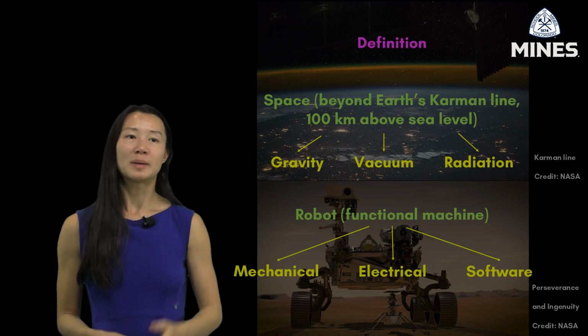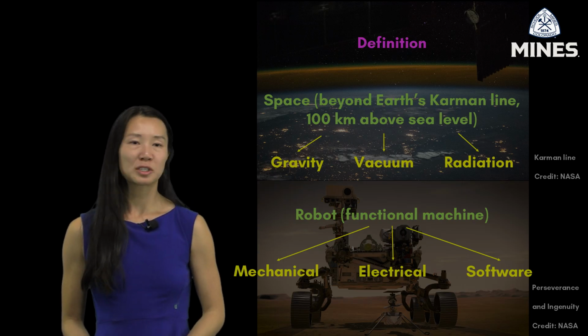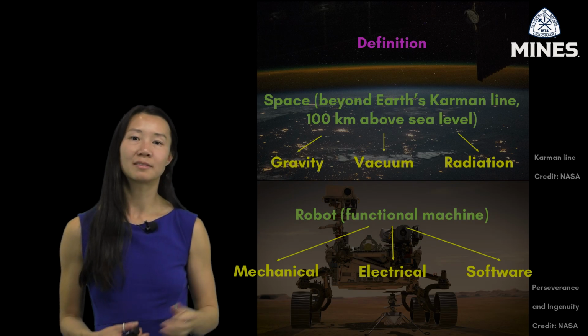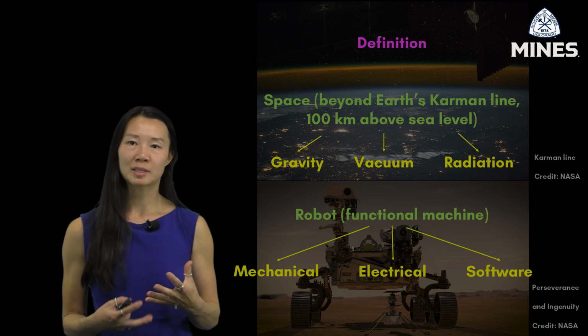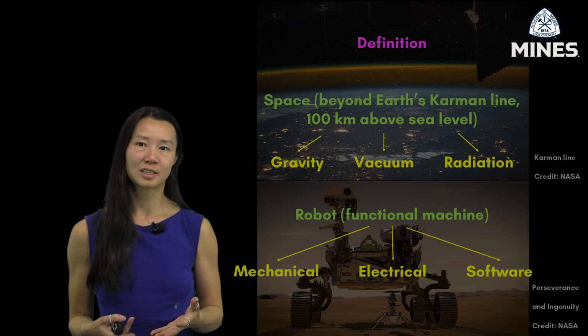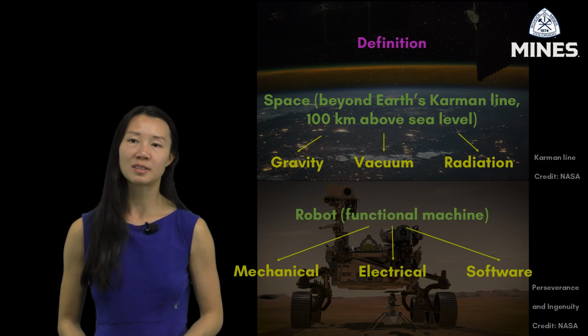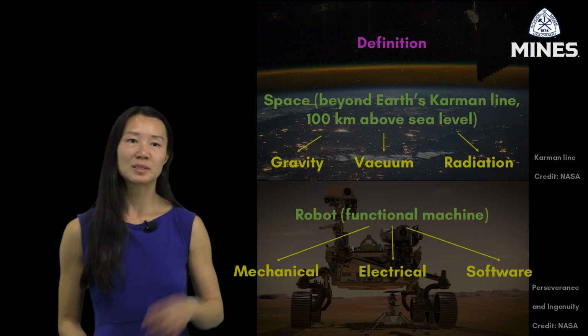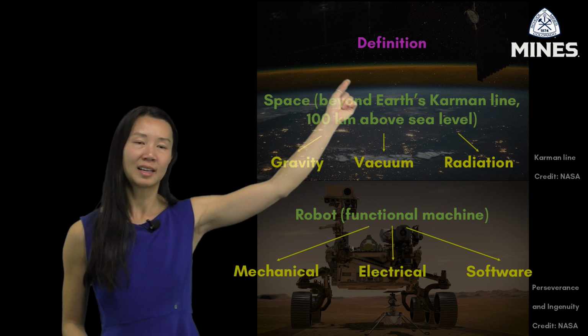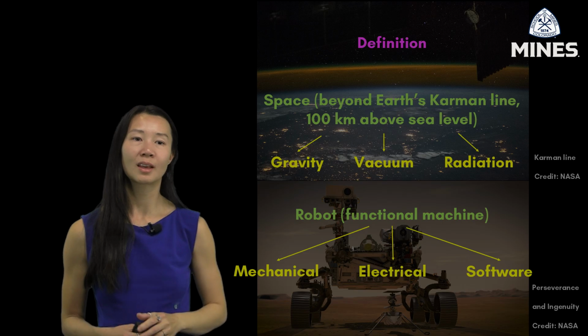Space is the environment beyond Earth's Kármán line, which is about 100 kilometers above sea level. This is where orbital dynamics, microgravity, and harsh conditions, such as vacuum, radiation, and temperature extremes, dictate spacecraft and mission design. You can see that distinction of the Kármán line in this background photo.